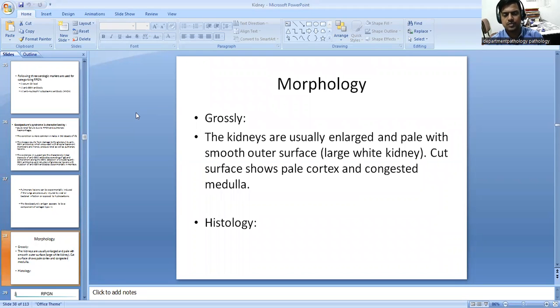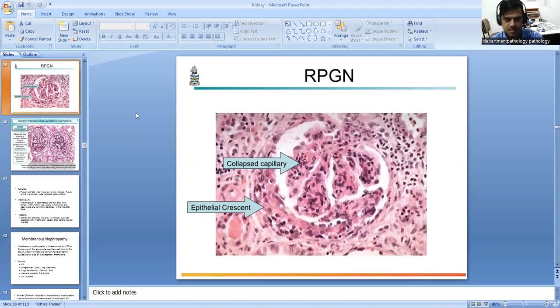Morphology of Goodpasture syndrome. Grossly, the kidneys are usually enlarged and pale with a smooth outer surface, known as large white kidney. The cut surface shows pale cortex and congested medulla. On histological examination, this is the histological picture of RPGN showing the epithelial crescent, denoted by an arrow, and the normal capillary architecture of the glomeruli is collapsed, as shown in the microscopic picture.